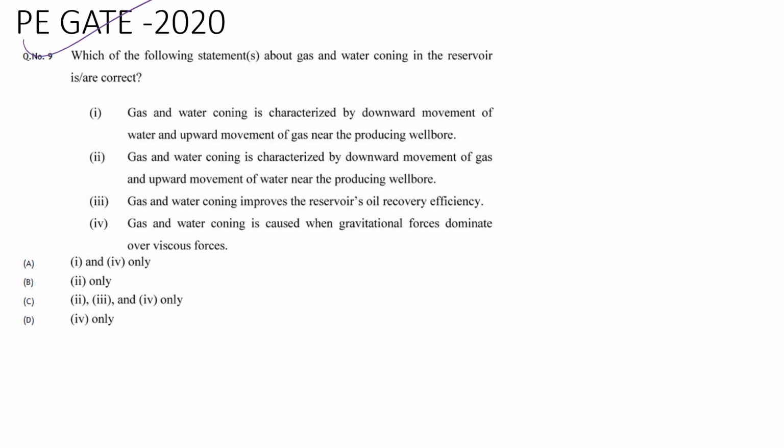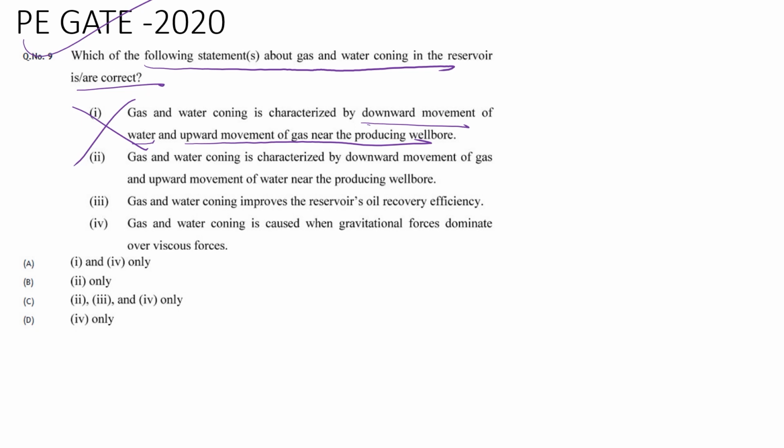This particular question was asked in GATE 2020. Let's look at the question. Which of the following statements about gas and water coning in the reservoir is correct? Okay, now let's look at the options. The gas and water coning is characterized by a downward movement of water and upward movement of gas. Wrong. It should be a downward movement of gas and upward movement of water.